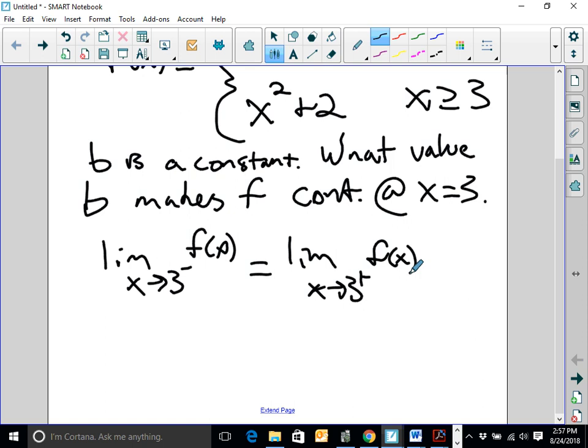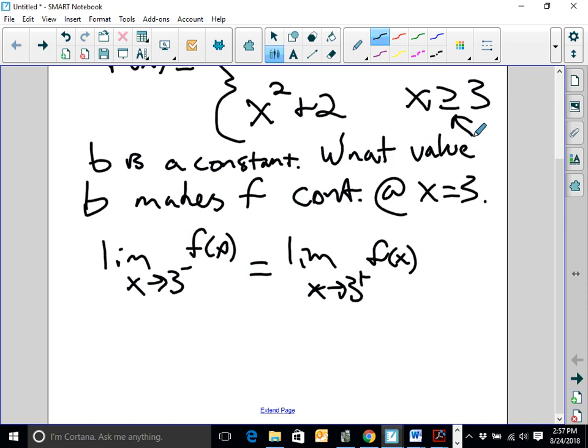So we're going to set this up as the left-hand limit equals the right-hand limit. Obviously, if those two equal each other, we know that the function is defined because we see that little equal sign right up here. We see x is greater than or equal to 3. So we know the function is going to be defined, and this whole thing will end up being continuous. But this is what we have to ensure to be true.